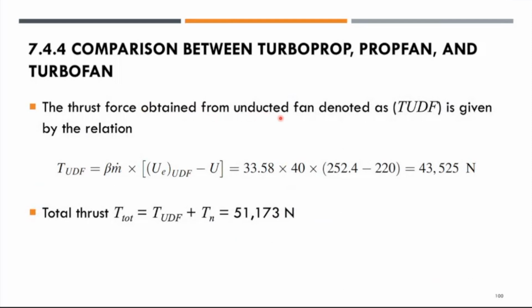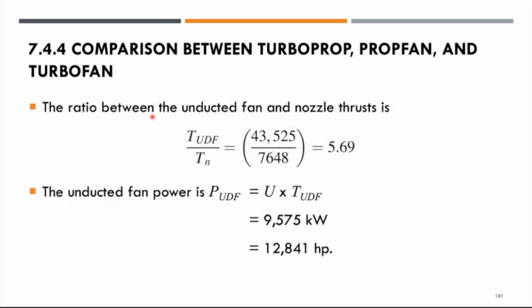The thrust force obtained from the unducted fan, TUDF, is given by this equation. You already have beta. You can then provide the calculation to become 43.525 Newton. Hence, the total thrust from the unducted fan plus the thrust generated by the nozzle, Tn, is equal to 51.173 Newton. So this is the overall thrust produced. Now, the ratio between the unducted fan thrust and the nozzle thrust, TUDF over Tn, you get 5.69.